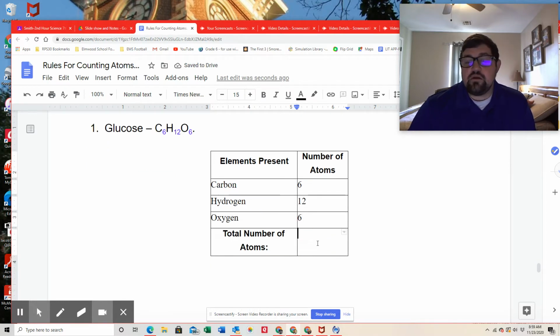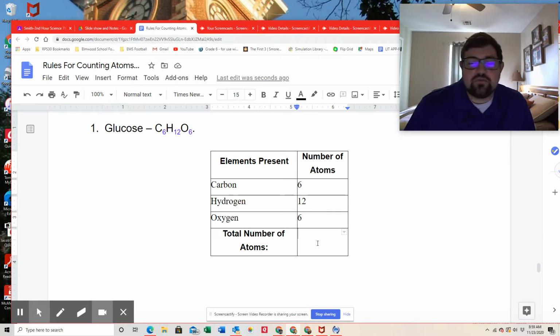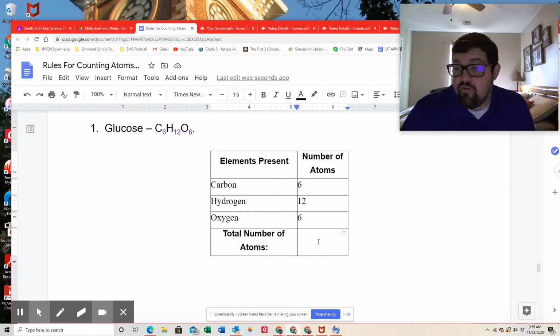It's kind of simple, but whenever you see the word total, total means to sum or add all together. So for the total number of atoms, what are we going to do mathematically? We are going to add them together. 6 plus 12 plus 6 gives us our total number of atoms. That's 12 plus 12, which is 24 atoms. And that's how you do number 1, which is our basic example.